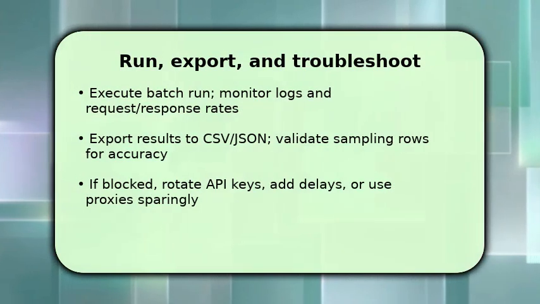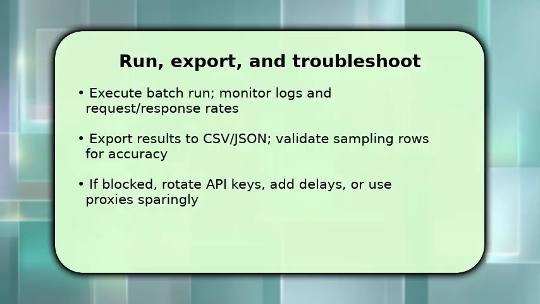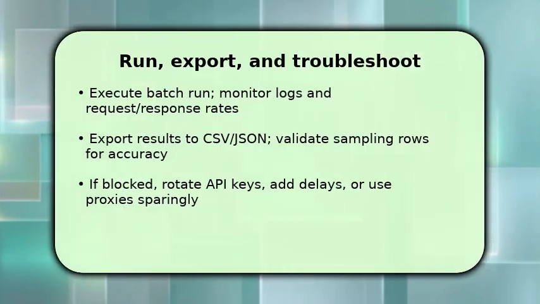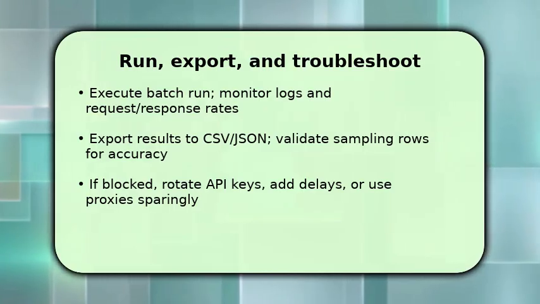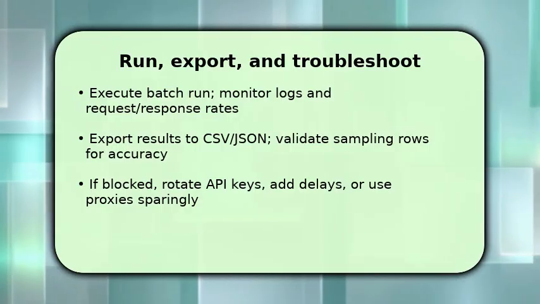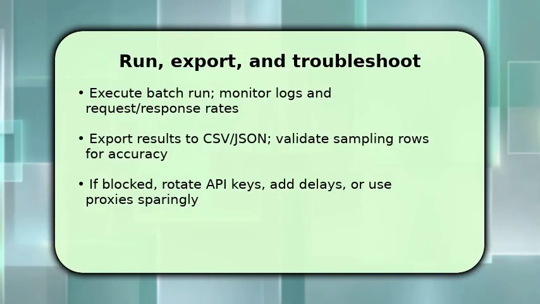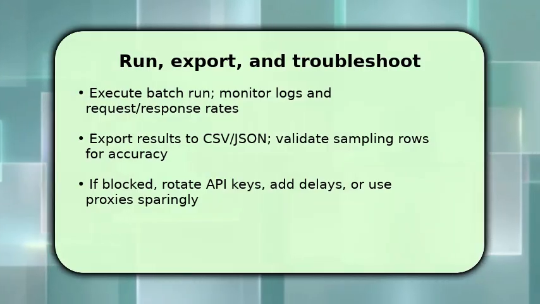Finally, you execute the batch run and complete the extraction, then export and verify results. Start the full job, monitor logs and request/response rates closely, and watch for 429 or 403 errors. When finished, export data to CSV or JSON and validate a sample of rows for address accuracy and field completeness.